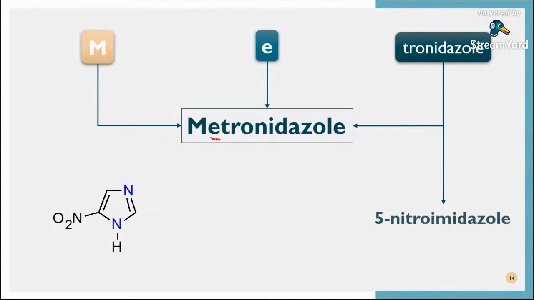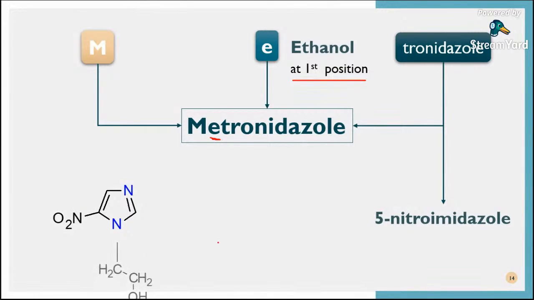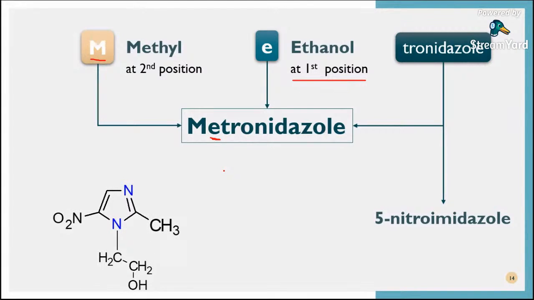Then E. E stands for ethanol. Ethanol is at first position. Observe here at the left bottom corner, ethanol is attached at the 1 number position. Great. Now what is remaining? M is remaining. M stands for methyl, and methyl is at the 2 number position. So here automatically your methyl group is present. See here, methyl is attached here.